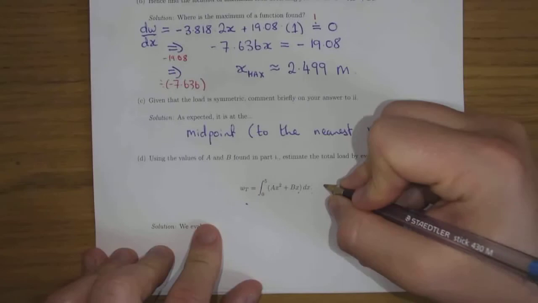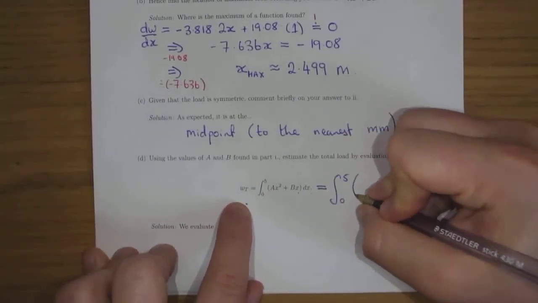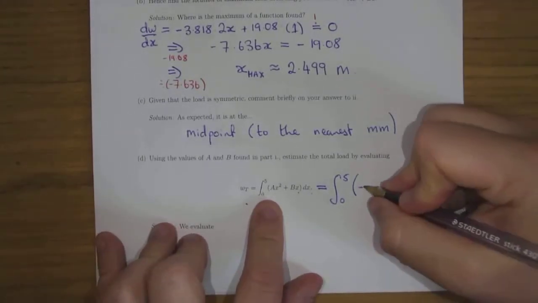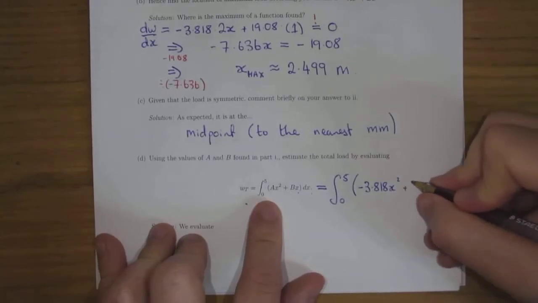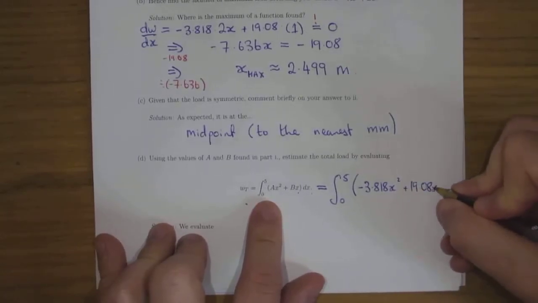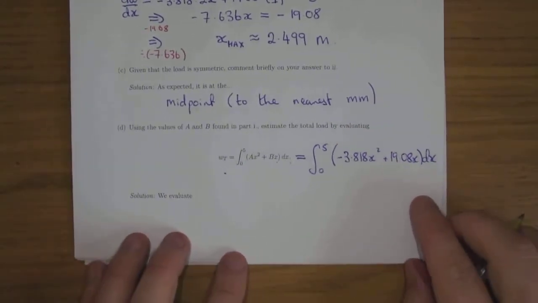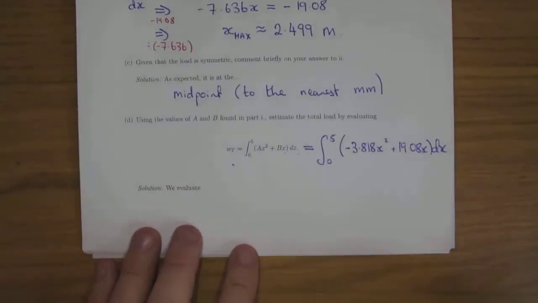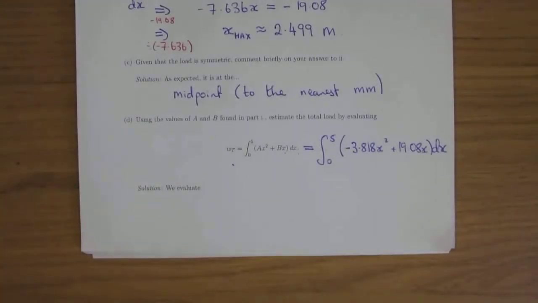So we get, I don't have much space here, so let's throw it in here, the integral from 0 to 5 of minus 3.818 x squared plus 19.08 x dx. Okay, so hopefully you remember this very basic integration. Now again, how do you integrate? You anti-differentiate, then top limit minus bottom limit. Again, I'm recommending that you fix constants and anti-differentiate. That's going to be relevant for the next section as well.